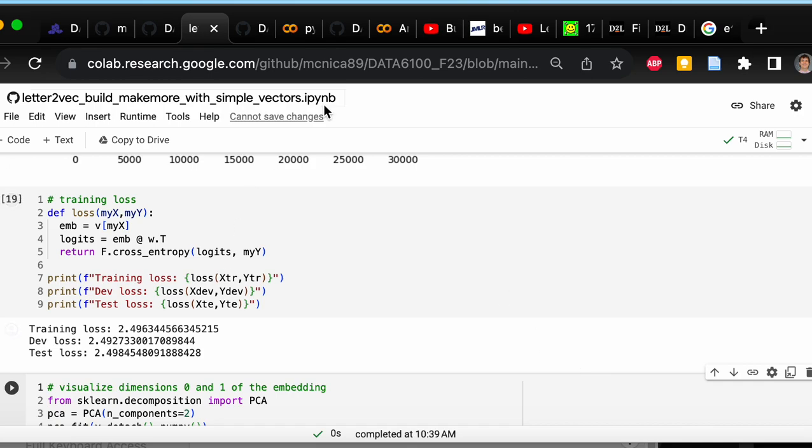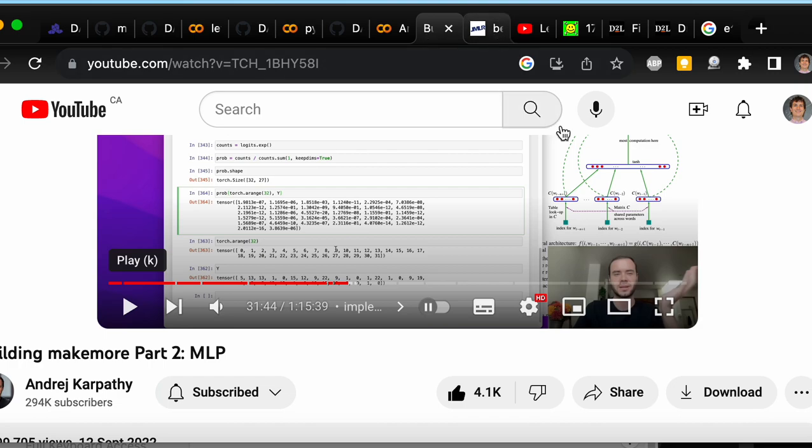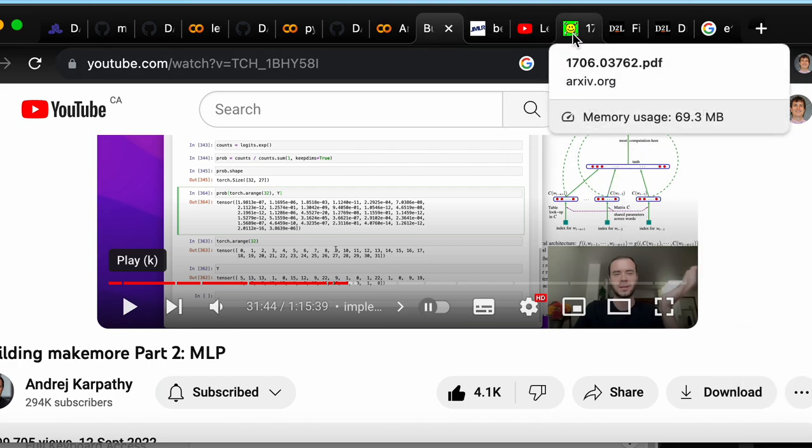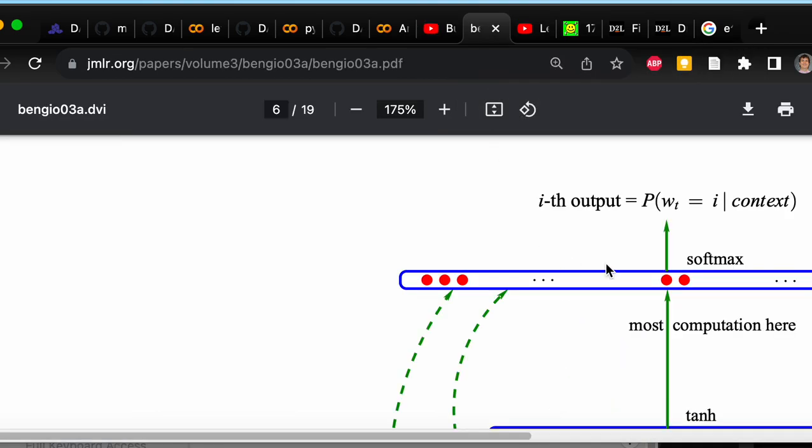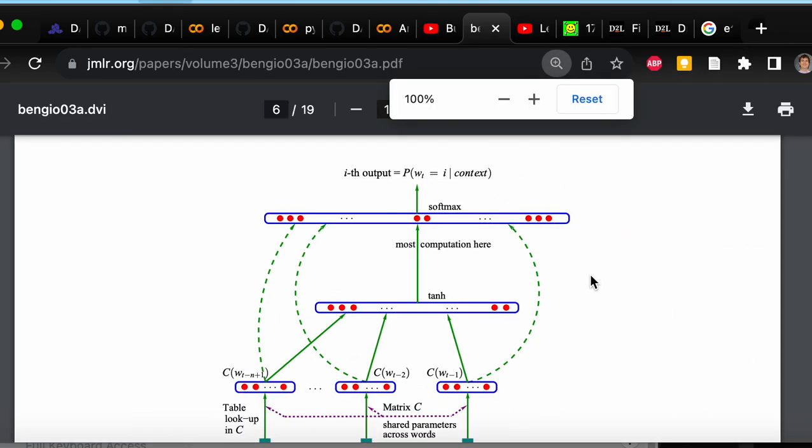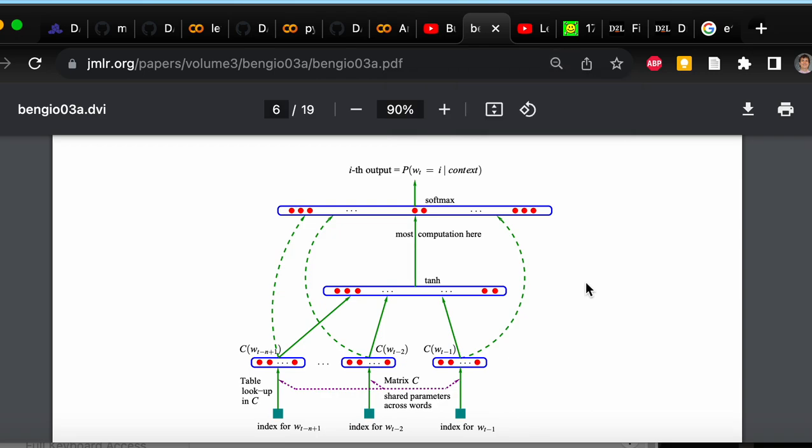And that is exactly what is done in the video. So if you watch this video, he has this picture over here of how it's working, and which comes from this paper from 2003. So this is a paper which is now 20 years old. And how do they do it?